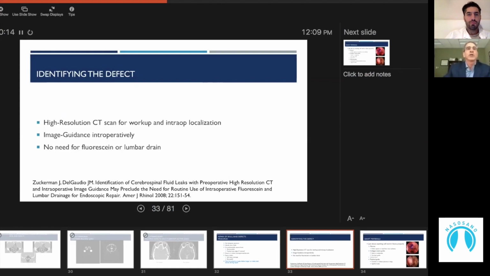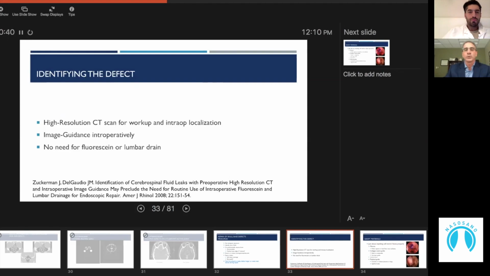again, this slide is a little out of order, but the high resolution CT scan is the number one imaging modality to identify the defect. MRI is for encephaloceles or meningoencephaloceles. I use image guidance intraoperatively, although frequently it's not necessary, but especially in difficult cases, it negates the need for fluorescein or lumbar drain.